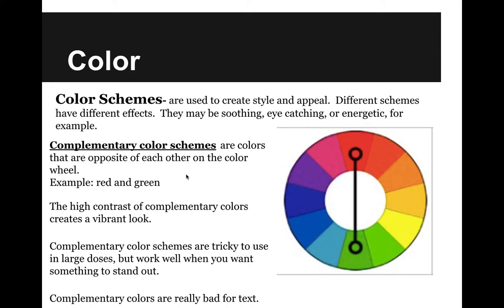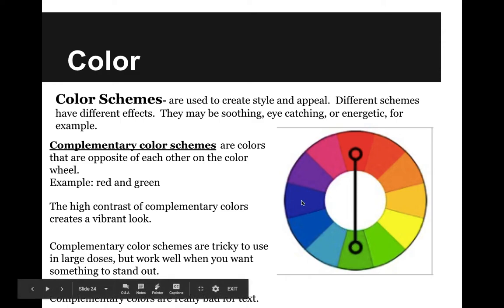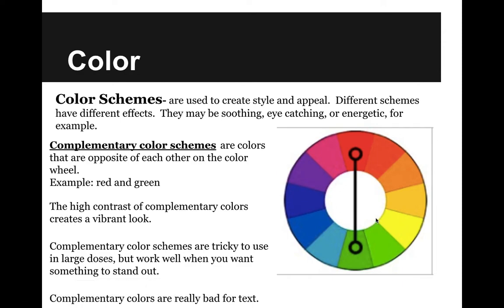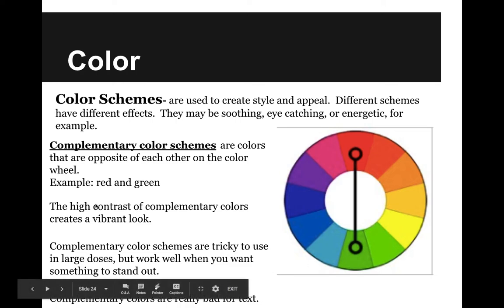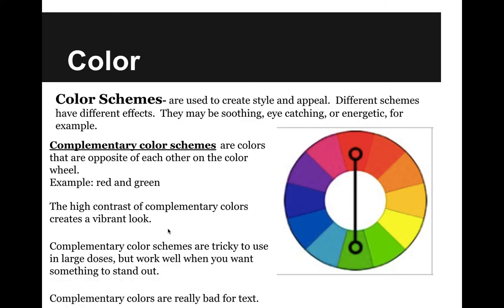So you want to give some examples. Red and green is one. If they're opposites, blue and orange would be another. Yellow and violet would be another. And they're good because they stand out. They're vibrant, and they have high contrast. I don't see any list of how many examples you need, but they're eye-catching, vibrant, and stand out, and they're bad for text, and they are bad for large doses.